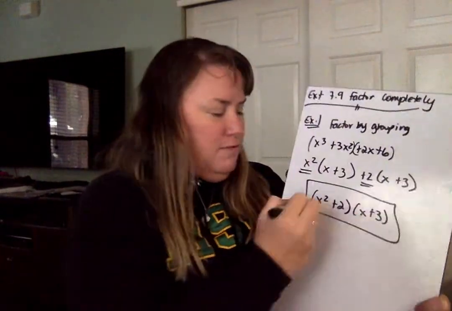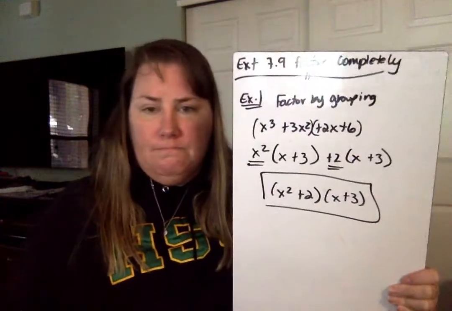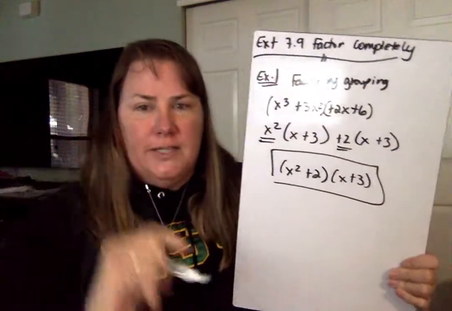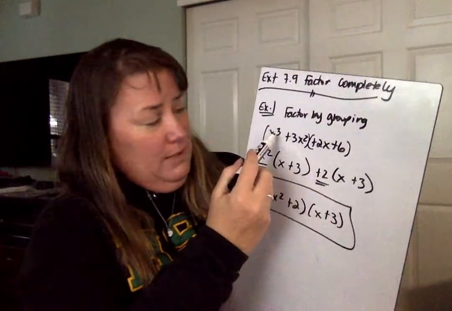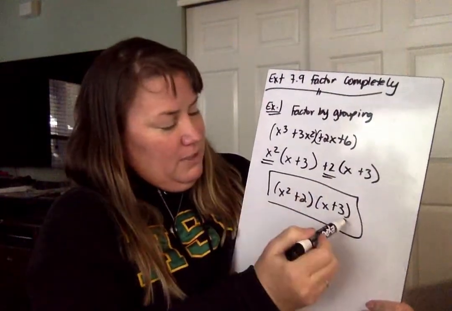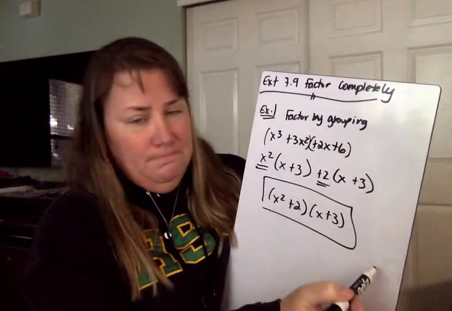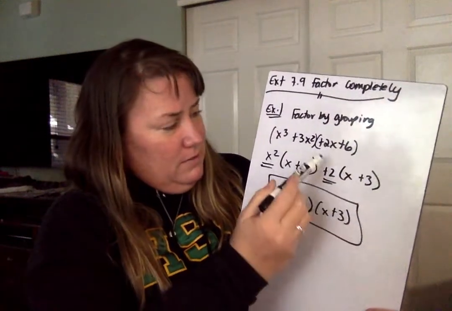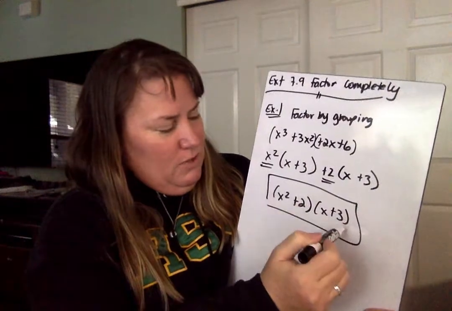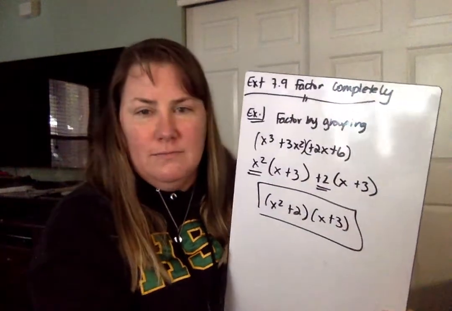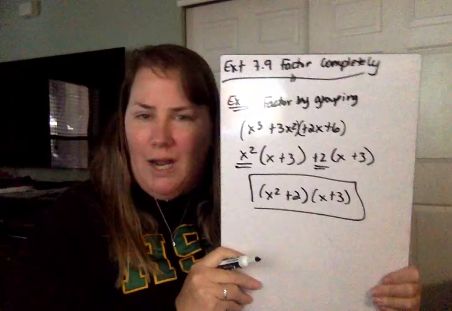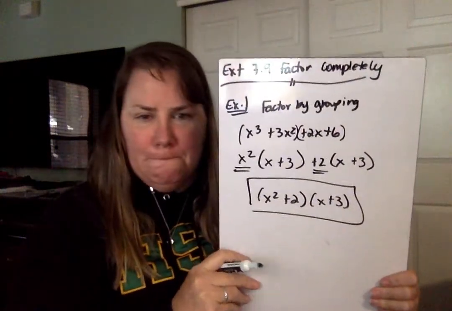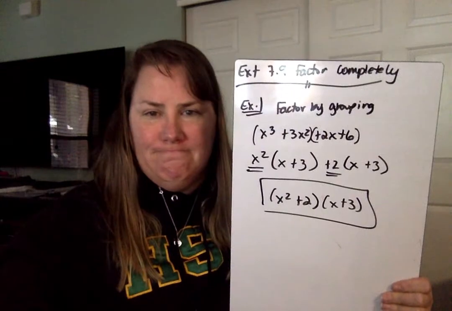And you have just factored by grouping. How do you know if you got it right? FOIL it out. X squared times x, x cubed. X squared times 3, 3x squared. 2 times x, 2x. 2 times 3, 6. And what you'll notice, when you factor by grouping, you do not have an OI to combine. So there you go. There's factor by grouping.